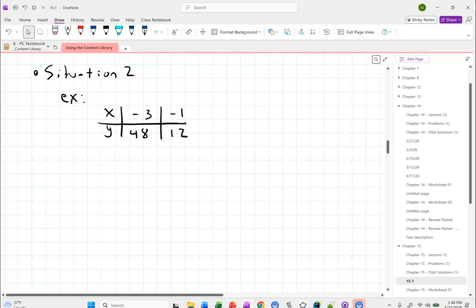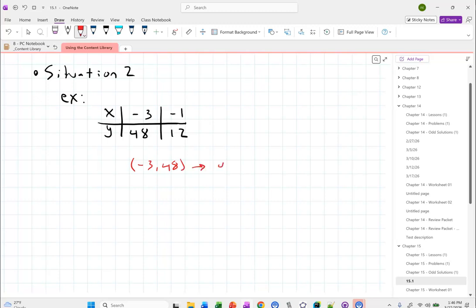The second situation we'll look at is where none of the x's are 0. So to do this, we're going to create a system of two equations. So we're going to take the point (-3, 48) and plug it into our exponential equation, and then take the point (-1, 12) and plug that into our exponential equation.